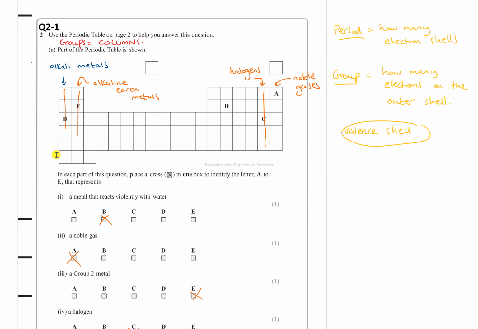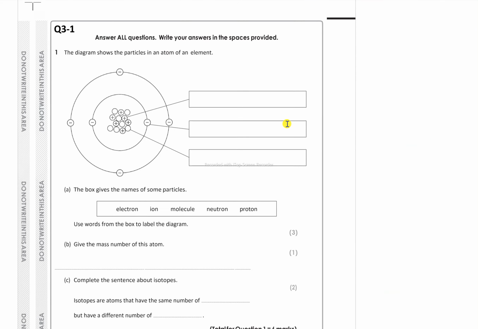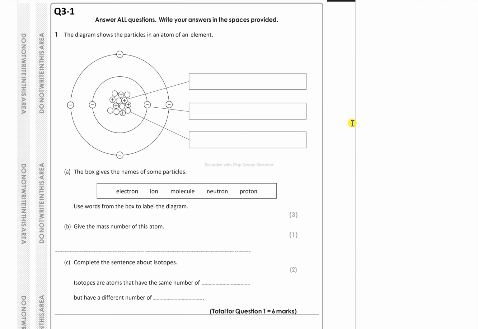This is useful as well. Group 1, Group 2, Group 7 and Group, I call it Group 8, but Group 0. Right, and let's keep going.